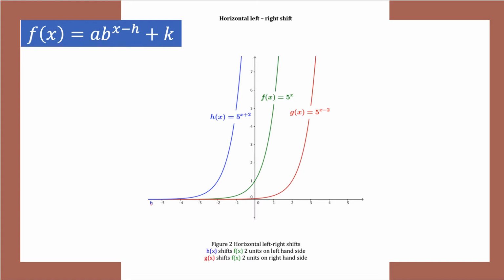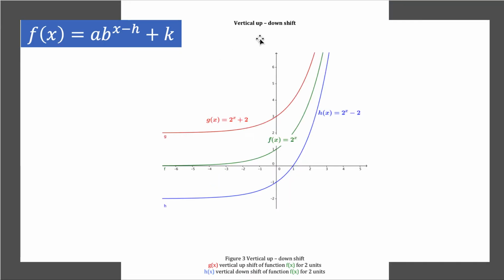So now let's see the next. Vertical shift or vertical translation, the vertical up and down shift. It happens when k is different from 0. For instance, the parent function is f of x equal to 2 to the exponent x. If we have g of x equal to 2 to the x plus 2, the parent function is going to shift 2 units up. For example, if we have h of x equal to 2 to the x minus 2, we have a vertical shift of the parent function 2 units down.